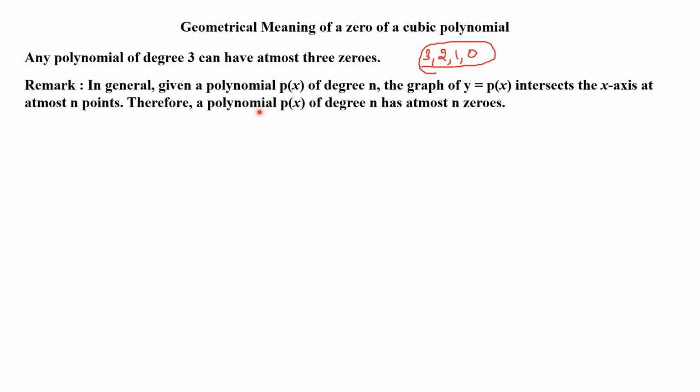So in general, if you generalize the geometrical meaning of linear polynomial, quadratic polynomial and cubic polynomial, you will see that for a polynomial p(x) of degree n, the graph of y equal to p(x) intersects the x-axis at most n points. Now depending on your degree, you have to change this n. If it is 2, then it will have at most 2 points, which you have seen in quadratic. If the degree is 3, it will have at most 3 points, which you have seen in cubic polynomial. Therefore, a polynomial p(x) of degree n has at most n zeros.